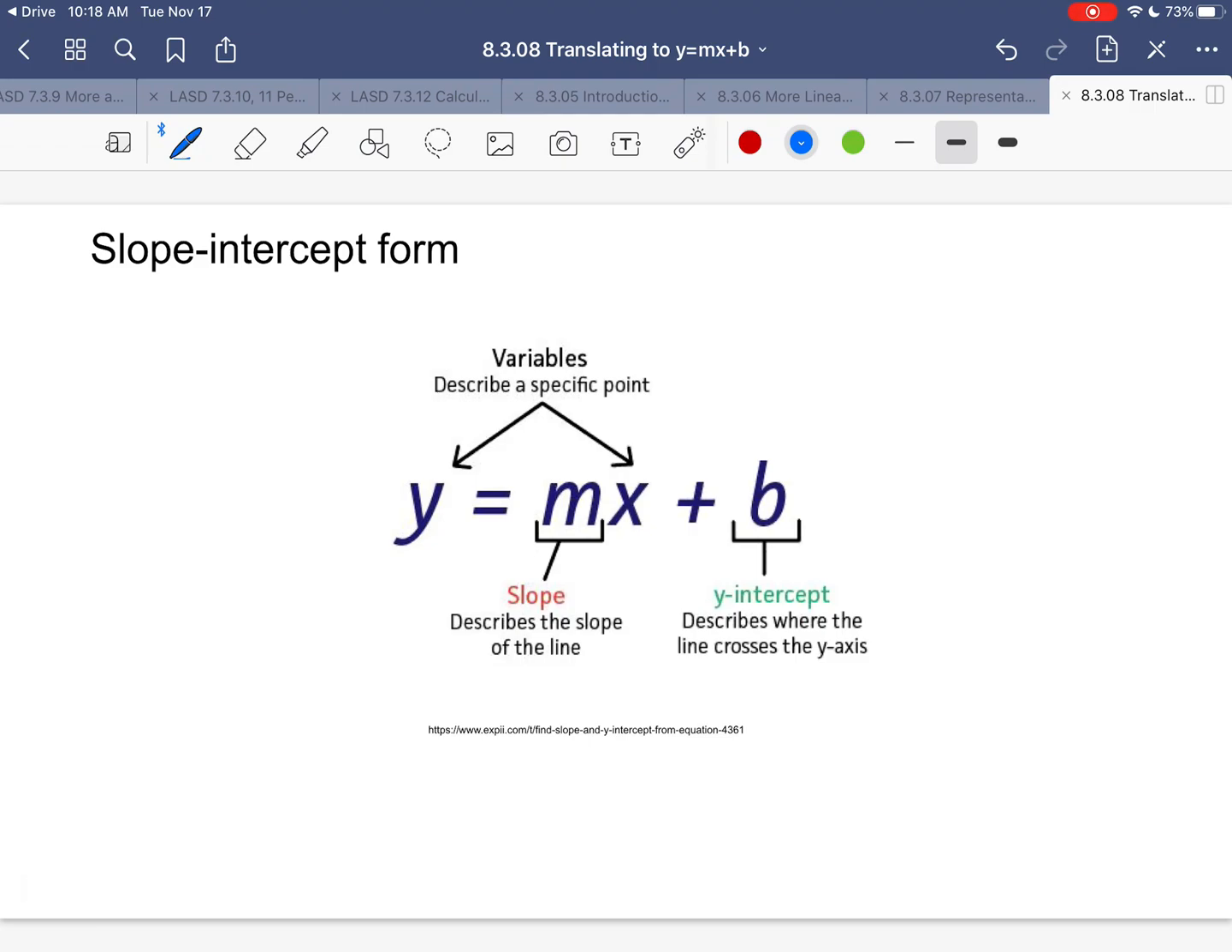So here's a description of y = mx + b. We've been writing equations in previous lessons like this: y = 2/3x + 5. And 2/3 has represented the rate of change, and 5 has represented the beginning value. And so the rate of change is represented by the slope here.